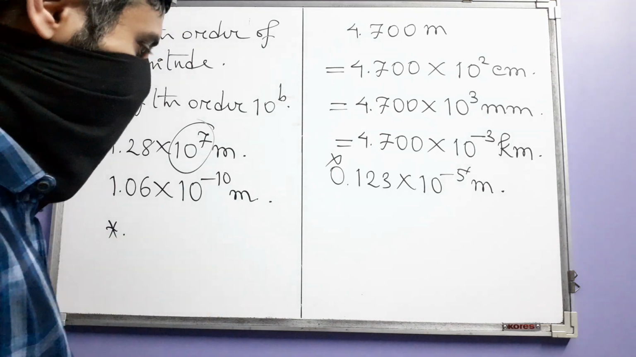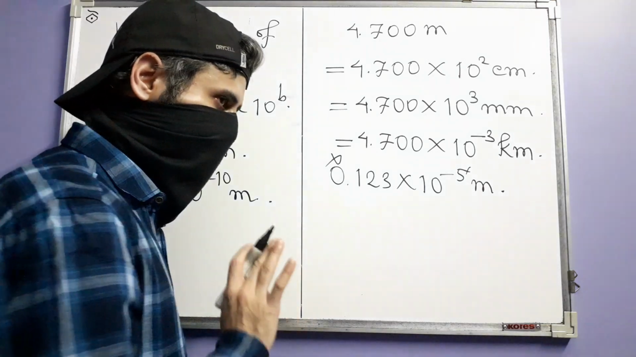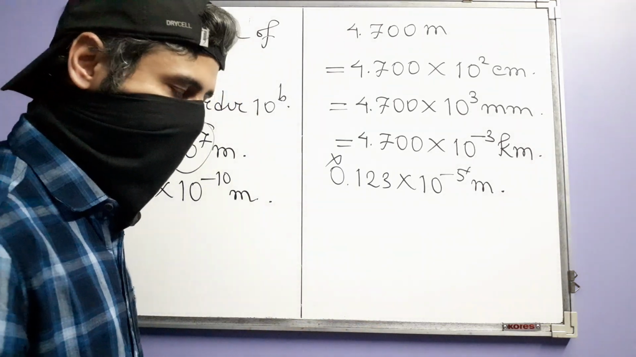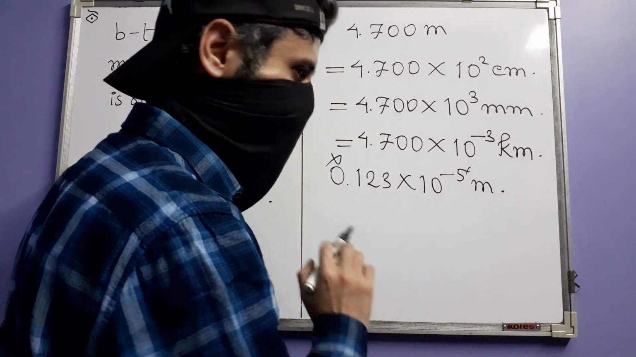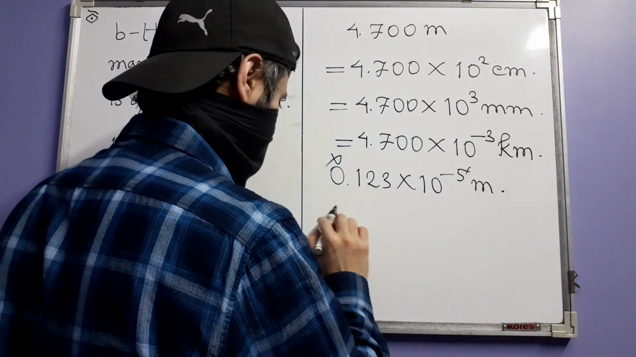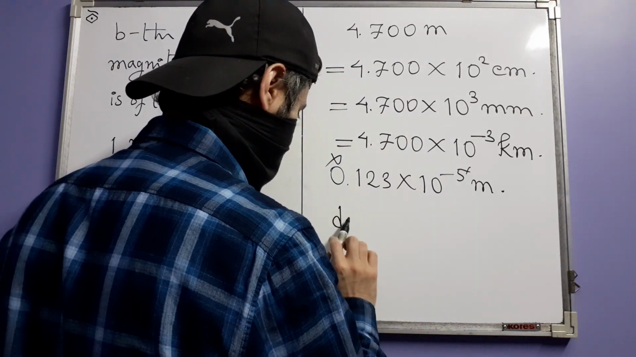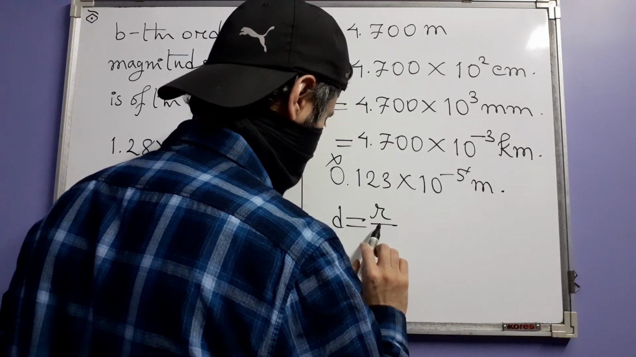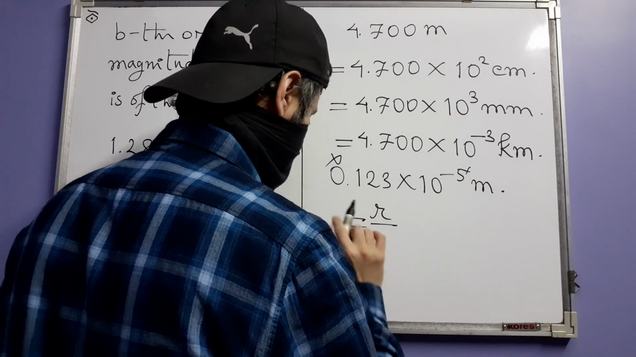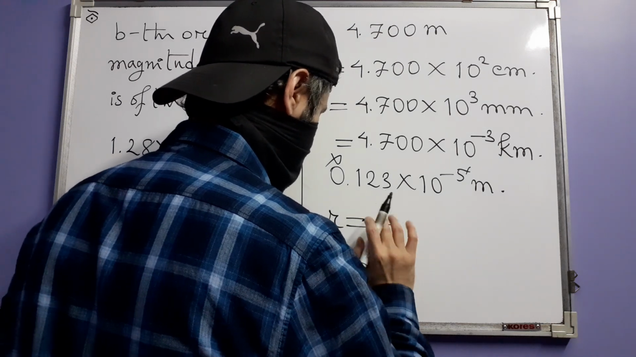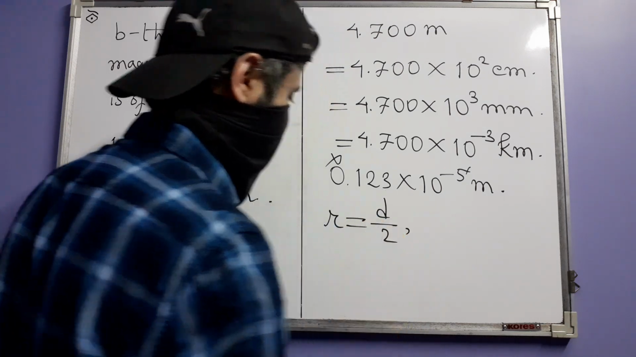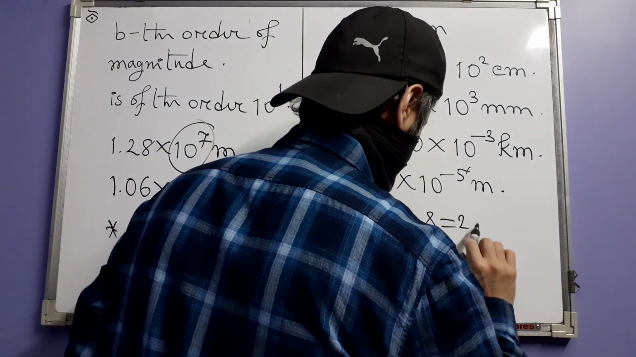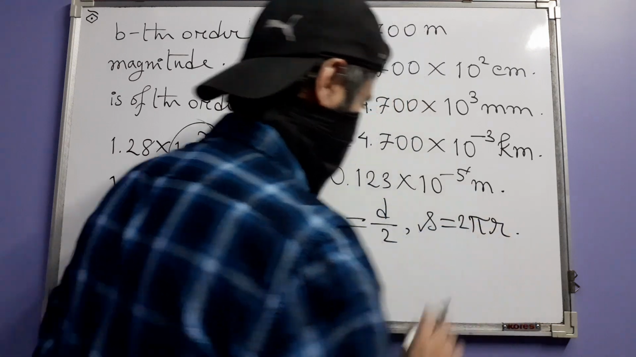And one more thing, in equations you are going to come across some exact numbers. They have infinitely many significant digits. For example, the radius of a circle is half of its diameter. Right, the circumference of a circle is 2 times pi times the diameter.